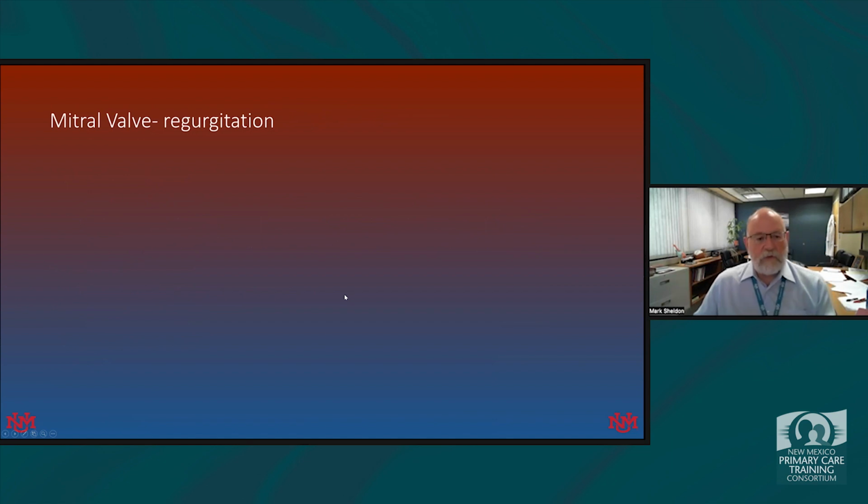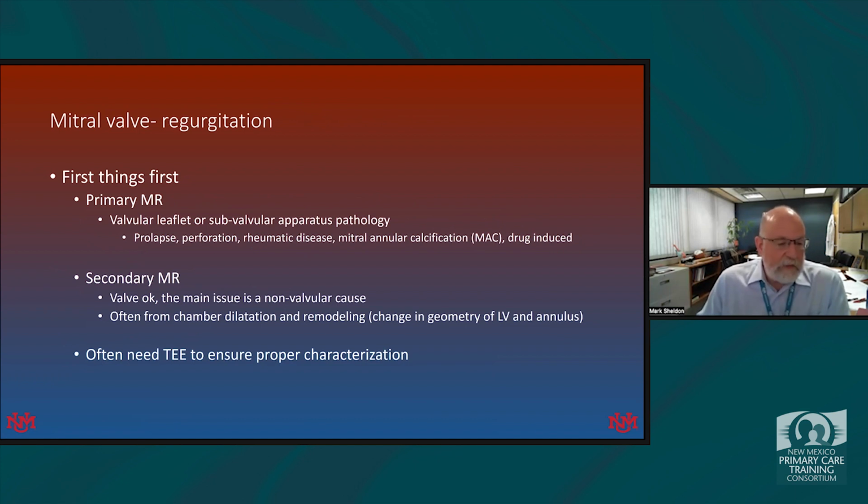So let's move on to the mitral valve, and I'm sure there's questions developing, but again, I'd like to hold that to the end and we can come back. I'm going to start with regurgitation, and I just want you to understand that there's two main types of mitral regurgitation. There's primary, which is essentially a problem with the valvular leaflets themselves or the subvalvular apparatus. By the subvalvular apparatus, I mean the papillary muscles and the chordal structures.